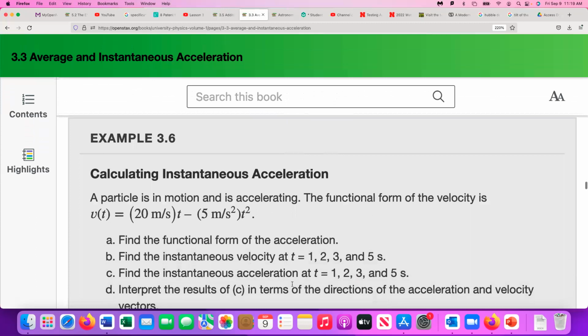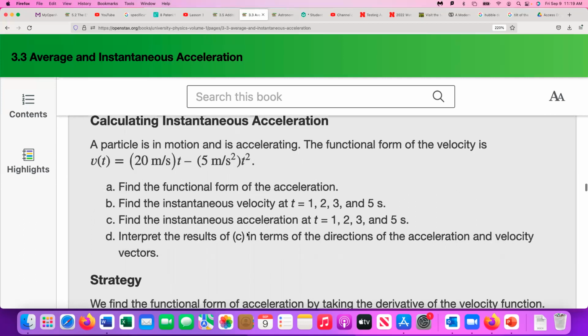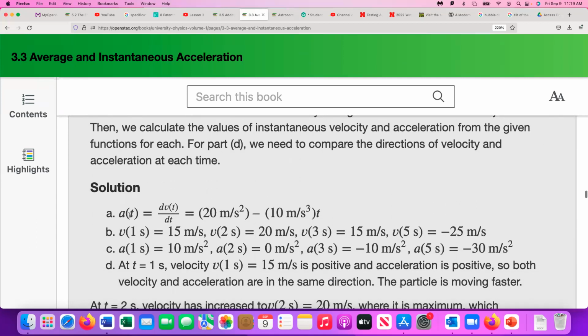So here is a velocity function. This is telling us the velocity of a particle. It is a quadratic function. If we take the time derivative of this velocity function, it will give us an acceleration function. So we go ahead and do that. We take the time derivative of it. The time derivative leaves us with 20 meters per second minus 10 meters per second cubed times time here.